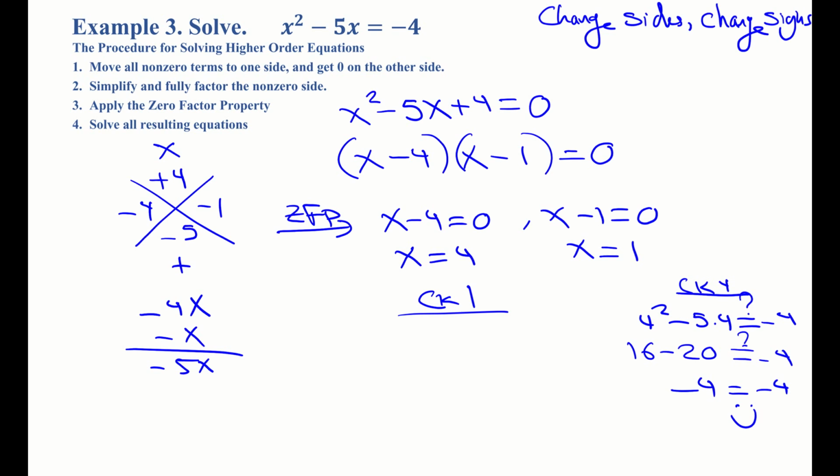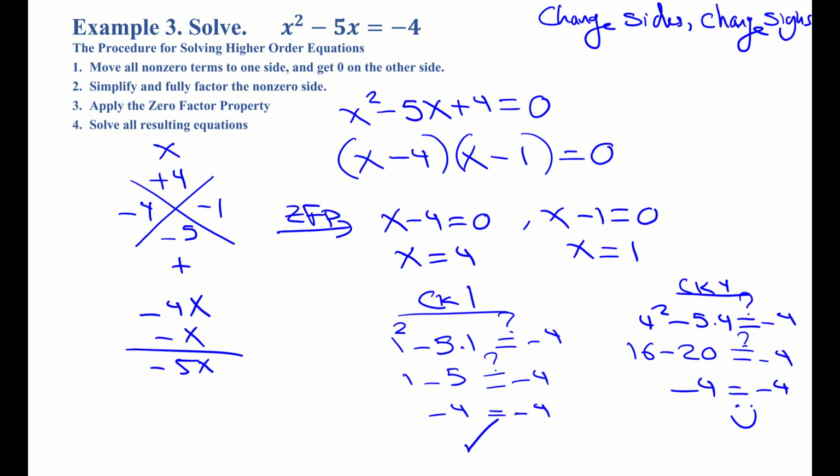Okay, so we have 1 squared minus 5 times 1. We want to know if that's equal to negative 4. So we're going into the original equation and we're plugging in 1 for x, right? Because we're checking if x equals 1 is a solution. All right, so 1 squared is 1. Negative 5 times 1 is just negative 5. So you get 1 minus 5. We're trying to see if that's negative 4. We notice that negative 4 is indeed equal to negative 4. This one checks out too.